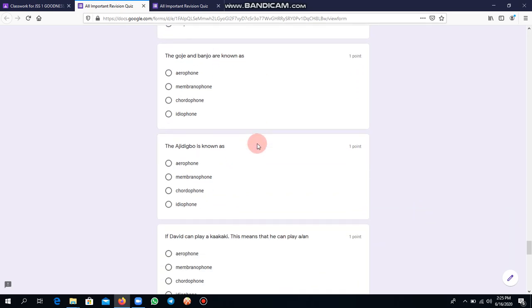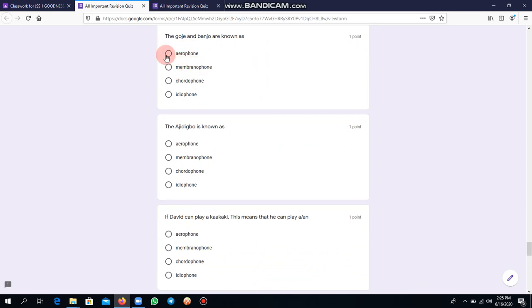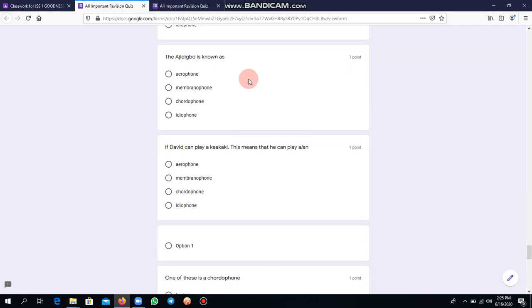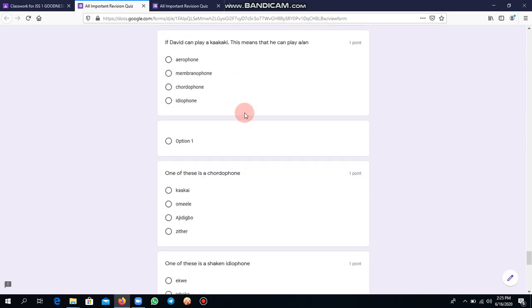The goje and the banjo, they are aerophones. Did I just say aerophones? Please, no, that's very wrong. They are chordophones because they are made with strings. They look more like a guitar. Just go on the internet and type goje. You are going to see the picture. Then the agidigbo is known as thumb piano, and it is an idiophone, a plucked idiophone.